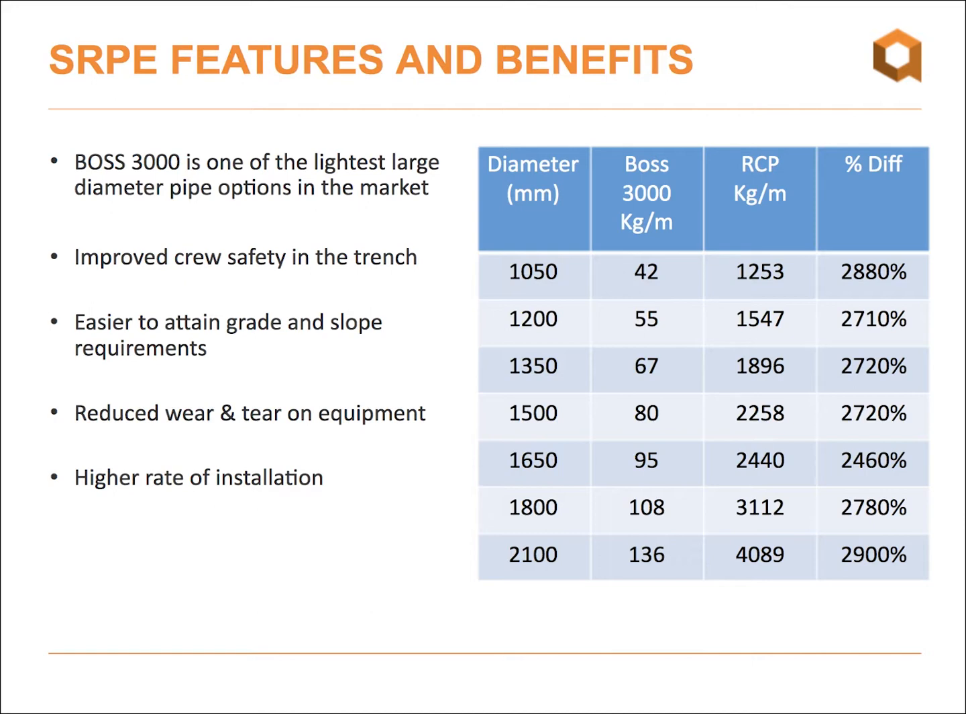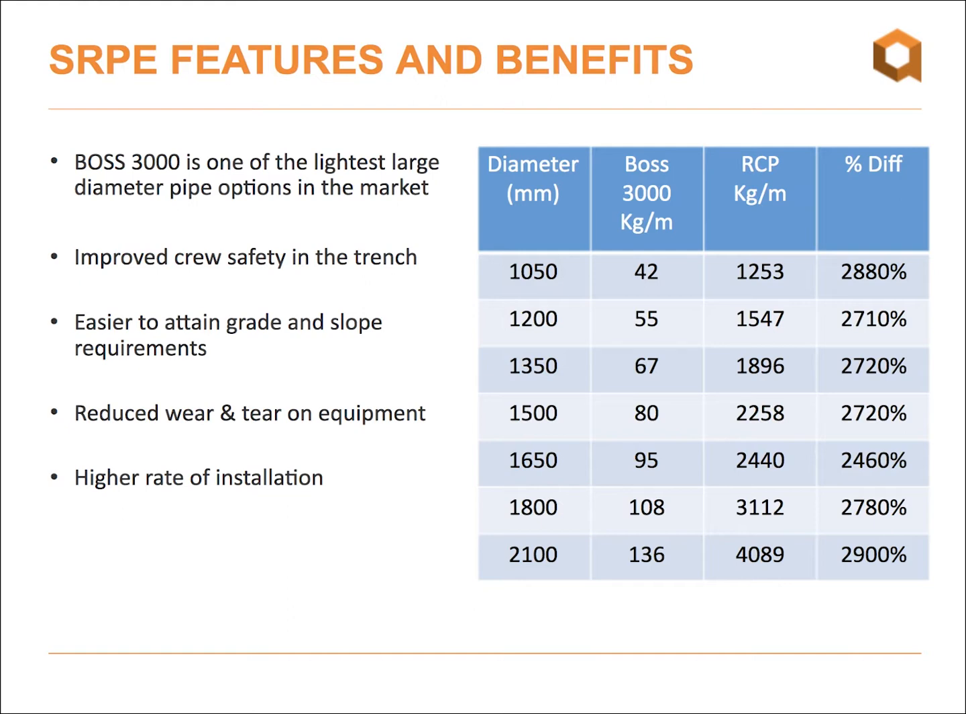Another great feature of steel reinforced polyethylene pipe is its light weight. I mean, it is the lightest of all large diameter pipe material. Our weight ranges from 42 kilograms per meter at the smallest size all the way up to 136 kilograms per meter for our largest size. If you compare that to the more traditional rigid pipe material offered in the marketplace, I mean, we're talking about almost 3,000% difference at the largest size.